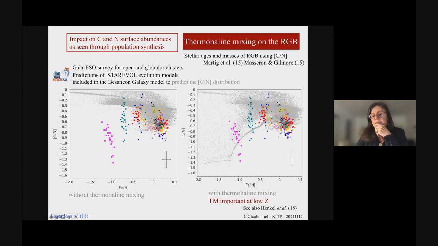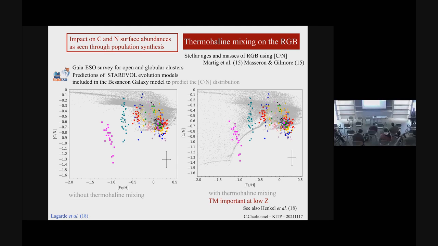And you see this very large increase of stars in this area, which is just due to the thermal mixing occurring in the low mass, low metallicity stars.